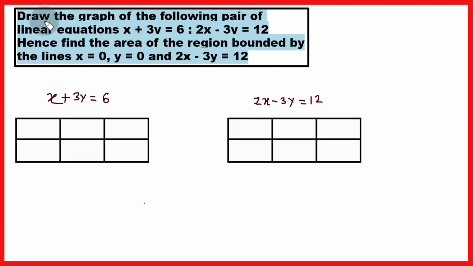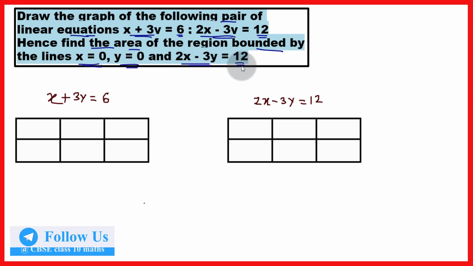Friends, the question is on the screen. Draw the graph of the following pair of linear equations: x plus 3y is equal to 6 and 2x minus 3y is equal to 12. Hence find the area of the region bounded by the lines x is equal to 0, y is equal to 0 and 2x minus 3y is equal to 12.